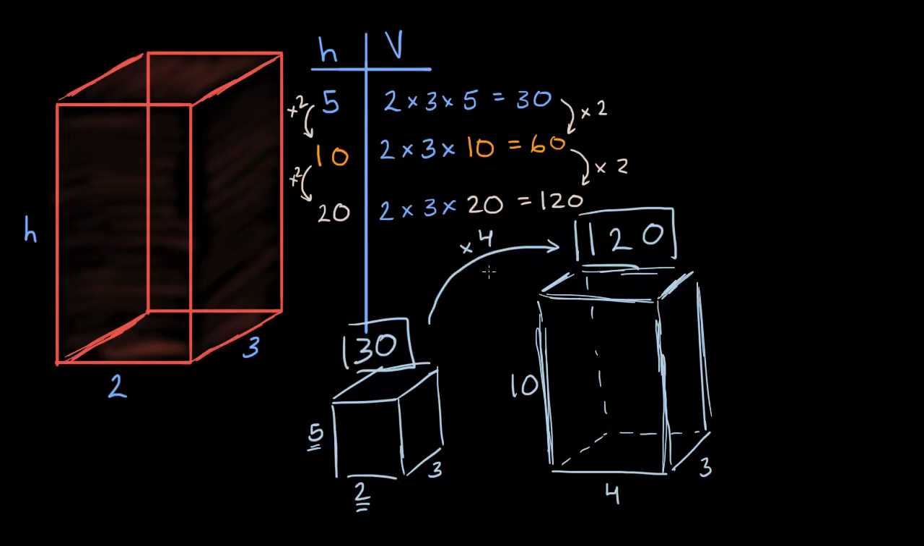So think about what would happen if we doubled all of the dimensions. How much would that increase the volume? Pause the video and see if you can do that on your own. In general, if you double all the dimensions, what does that do to the volume? Or if you halve all of the dimensions, what does that do to the volume?